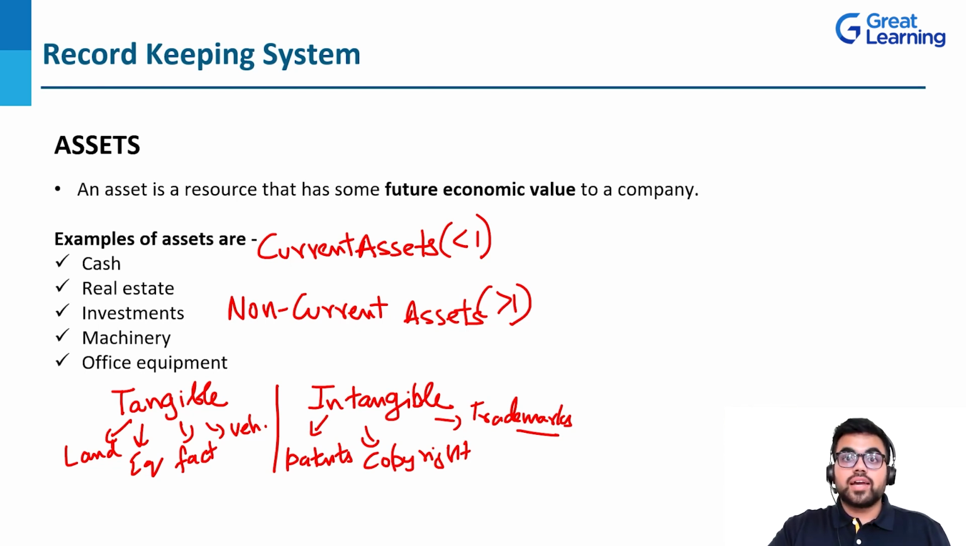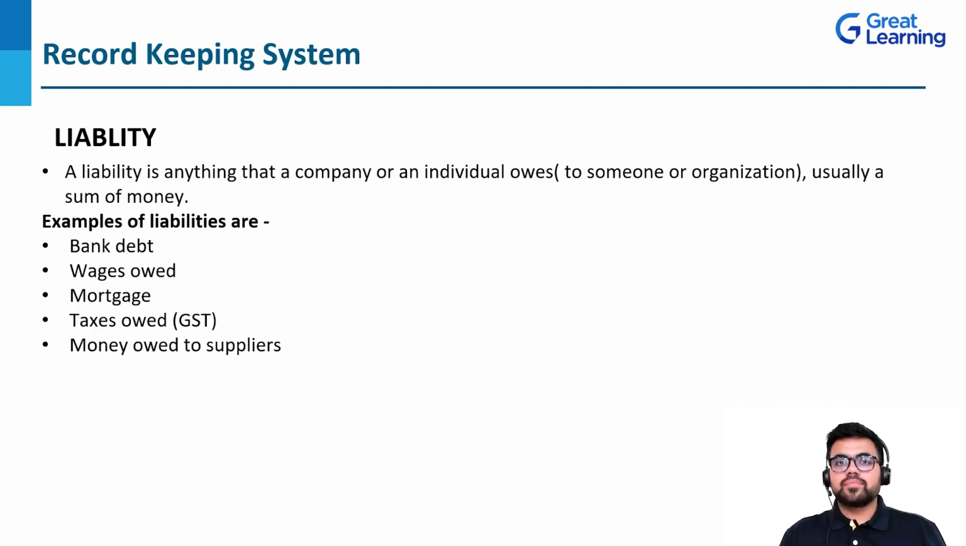Now let's talk about liabilities. A liability is something that the company has borrowed either from an individual or an organization. So the example would be bank debt, mortgage, money owed to suppliers, tax owed to the government, or even wages that is due to be paid. Now, the liability can also be divided into two parts: short term liability and long term liability. Short term liability would be short term loans, long term liability would be long outstanding loans or mortgages. So these are the examples of liability.